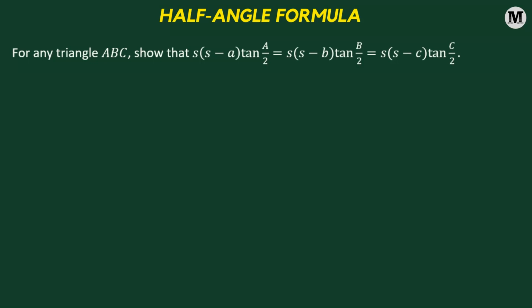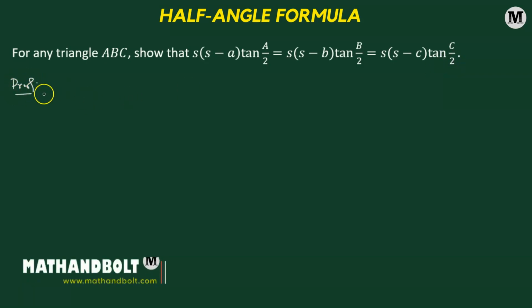For any triangle ABC, show that s(s − a) tan(A/2) equals s(s − b) tan(B/2), and that's also equal to s(s − c) tan(C/2). Let us begin. Now, before proceeding, let's talk about a few of the terms that we are using here.